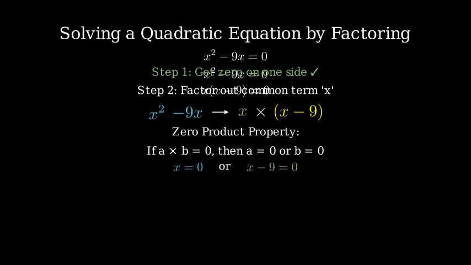Let's solve the second equation. Adding 9 to both sides, we get x equals 9. Therefore, the solutions to our quadratic equation are x equals 0 and x equals 9.